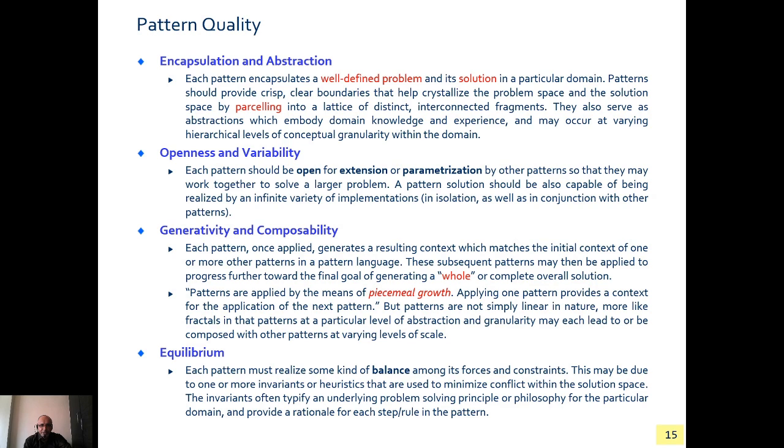Generativity and composability deal with some of the elementary relationships amongst the classes, that is part-whole relationships, where parts of the solution build up the whole solution, right? Patterns are applied by piecemeal growth, that is one at a time, isn't it? And then intermixing wishfully will contaminate the situation. Equilibrium is about the forces and constraints, so as to minimize the conflict in the solution space.